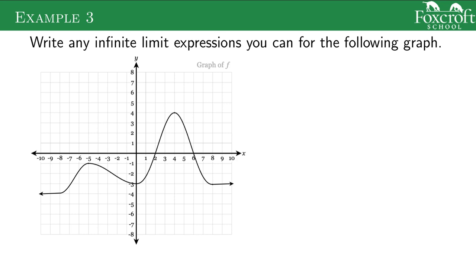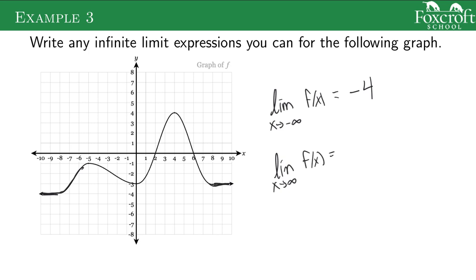All right, so see if you can write any infinite limit expressions for the following graphs. Again, pause the video for a second, try it yourself, and I'll show you the two answers. There are only two horizontal asymptotes we can do, since there are only two directions. If I'm going to negative infinity, the left-hand side of my graph, you can see it flattens off there, and the y value there is negative 4. And going to positive infinity, you can see it levels off there, and that y value is negative 3. So these are my two horizontal asymptotes for this graph.